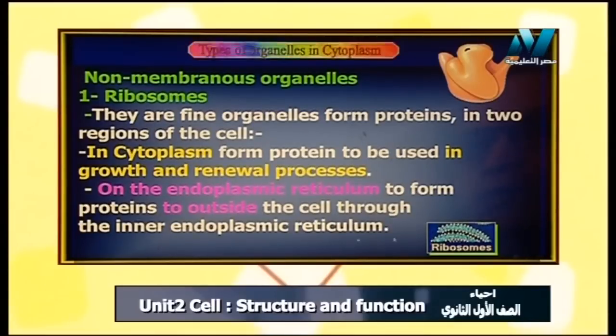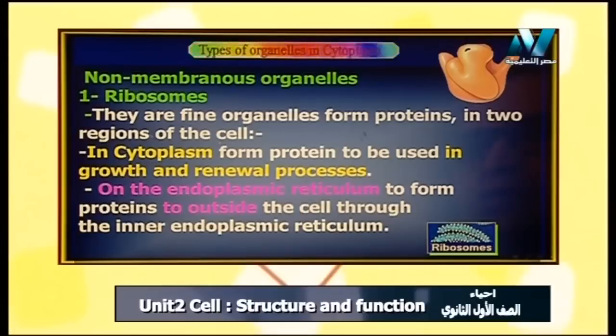اللي قدام حضراتكم ده رايبوسوم are fine organelles form protein that formed inside the cell for all the vital activities inside the cell. كل الاكتيفيتيز محتاجه بروتين، ما ينفعش السيل تعيش من غير رايبوسومز.